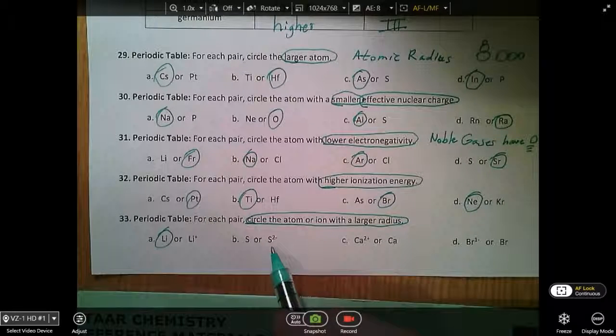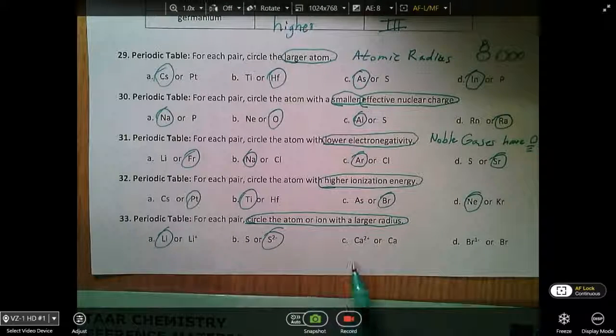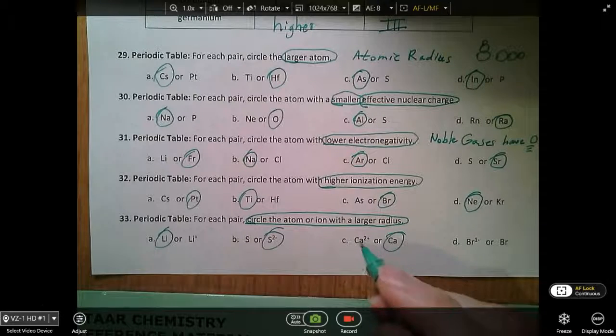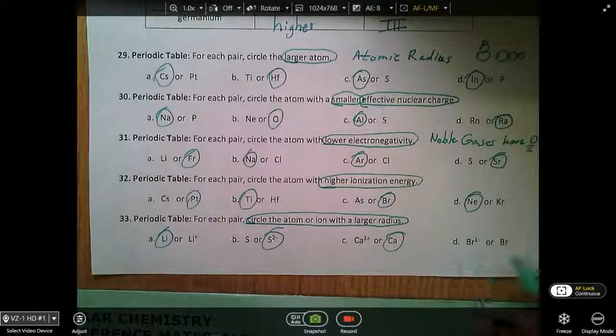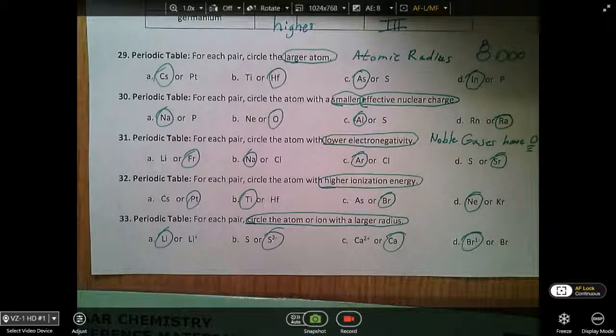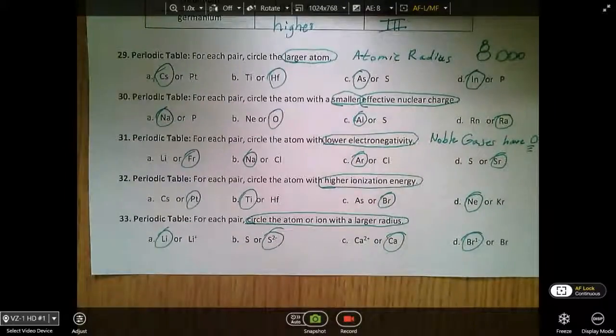So sulfur or sulfur minus 2, which one has more electrons? It's going to be this one, sulfur with a negative 2 charge. Calcium ion or calcium atom, which one has more electrons? Calcium does. This one's lost 2. And then which of these has more electrons? Will be the bromide ion, Br minus 1. The more the electrons, the bigger the atom. And that's the second page of your review.